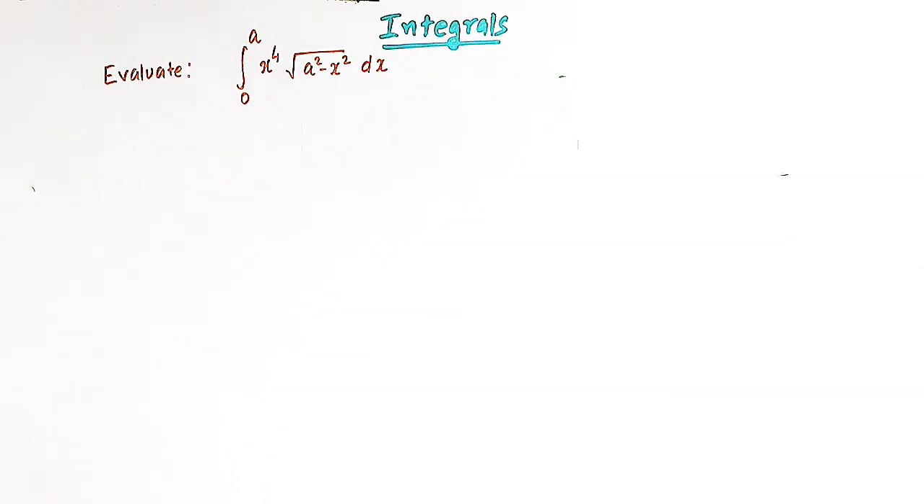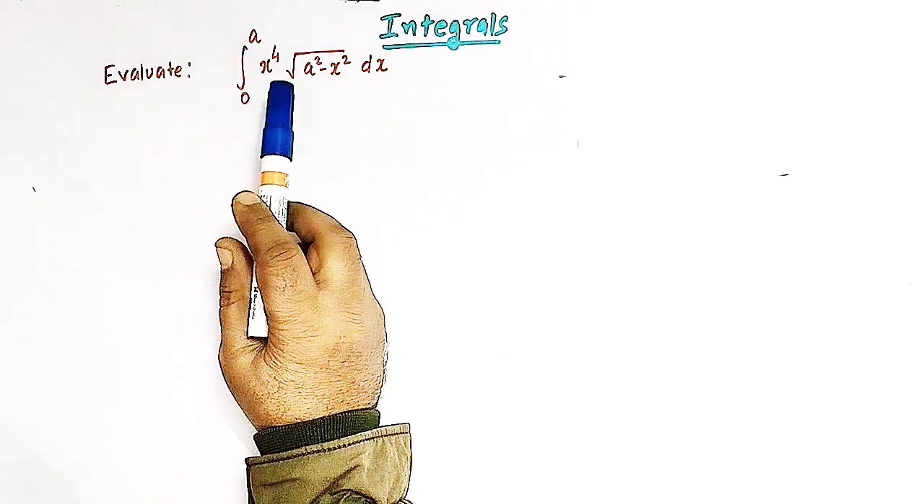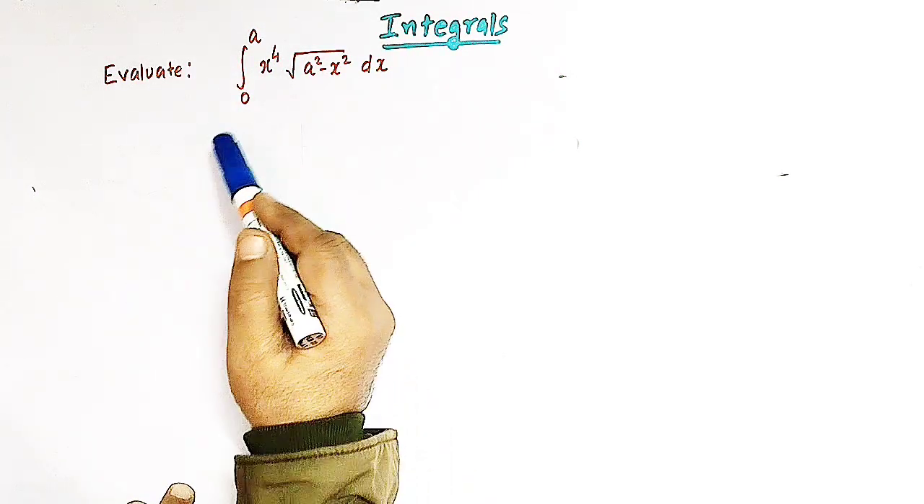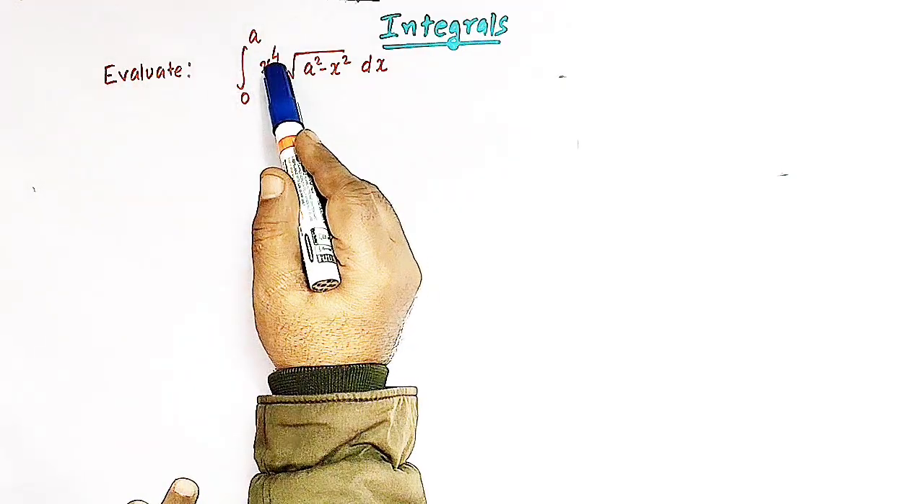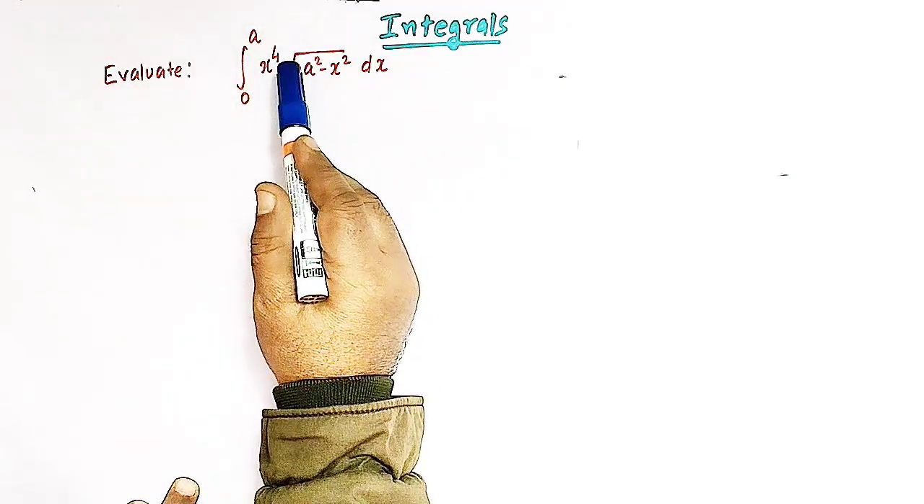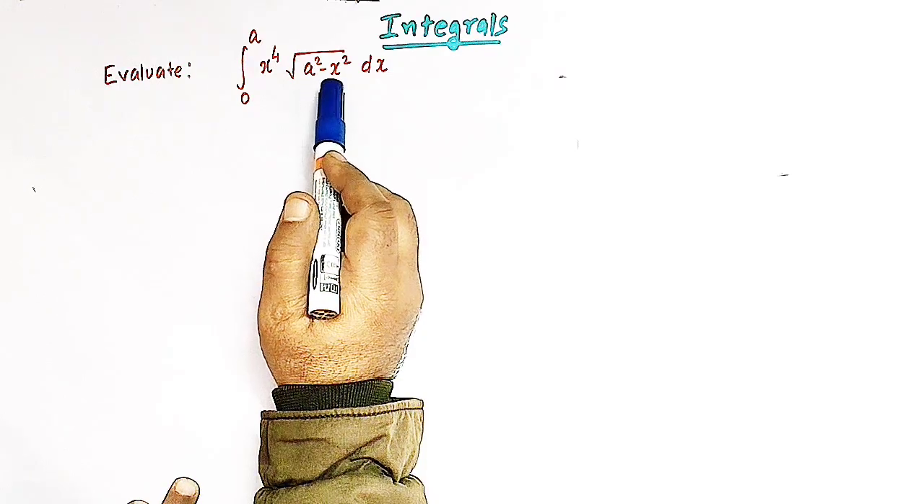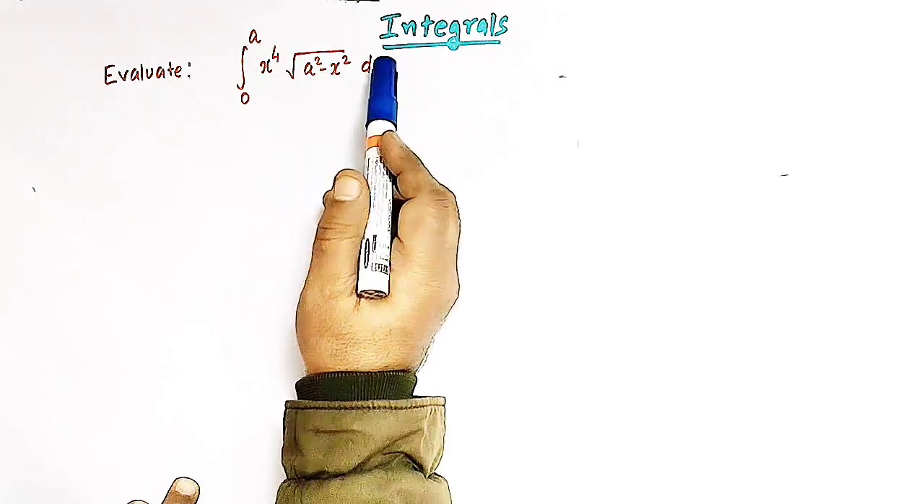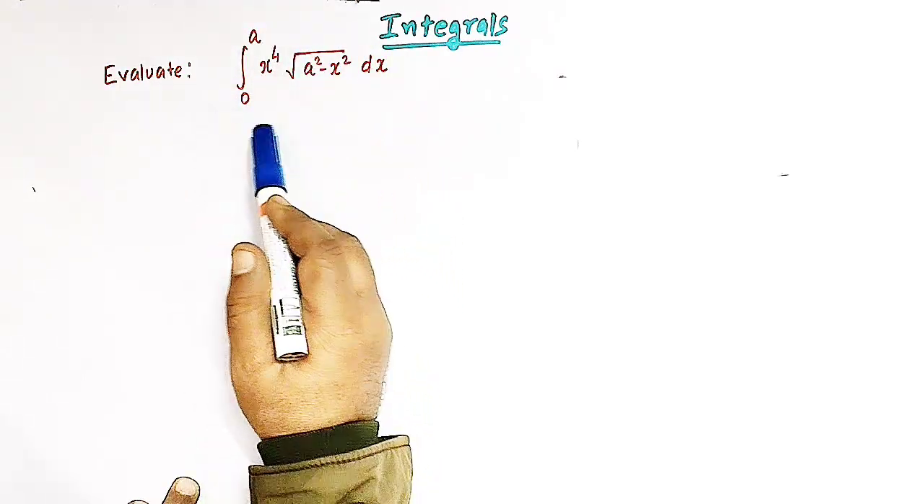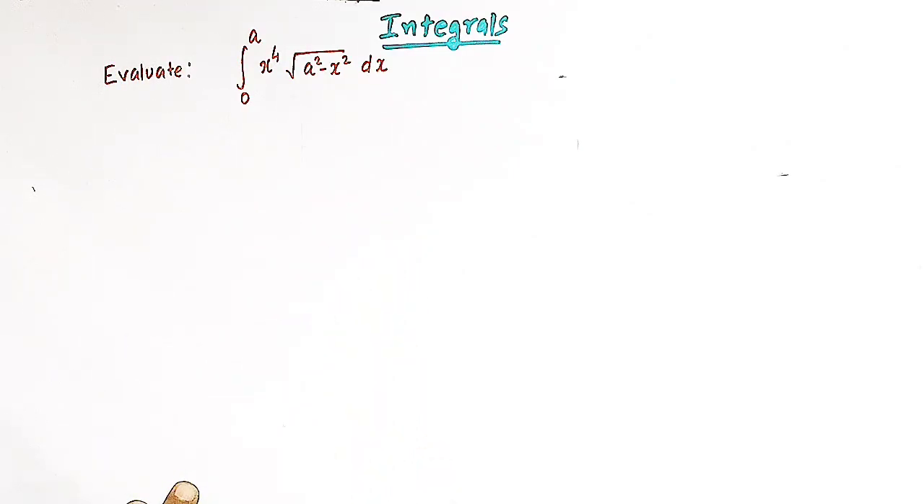Hello viewers, in today's session we are going to discuss another application of beta and gamma functions, and in this class we are going to evaluate this integral where we have the integral from 0 to a of x raised to 4 multiplied with the square root of a square minus x square, right? So here we'll solve this integral with the help of some important results from beta and gamma functions.